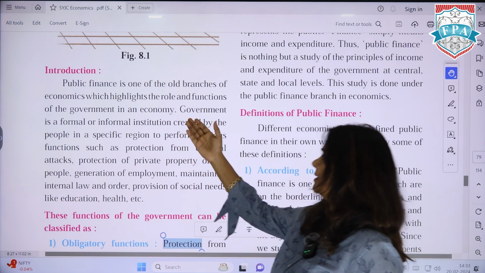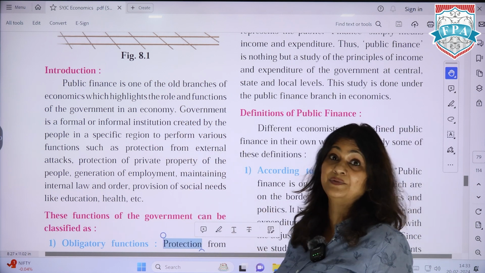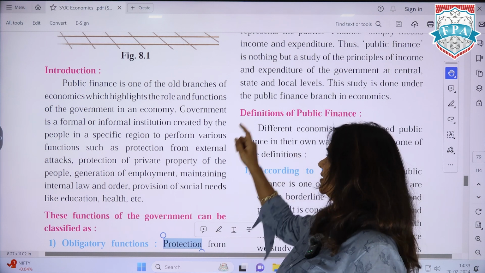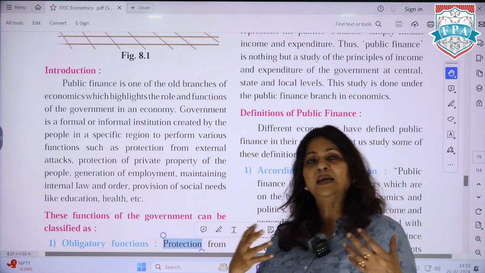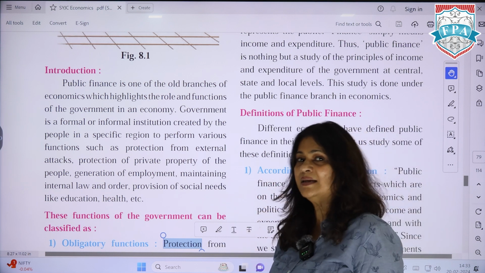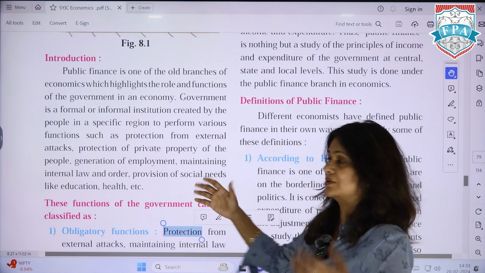That's public finance. So on that note, let us start studying what your book has to say. Look at it, they say public finance is one of the oldest branches of economics, which highlights the role of the government in an economy. You only need to remember that the government is a formal or informal institution whose job is to take care of the people in its region, right?